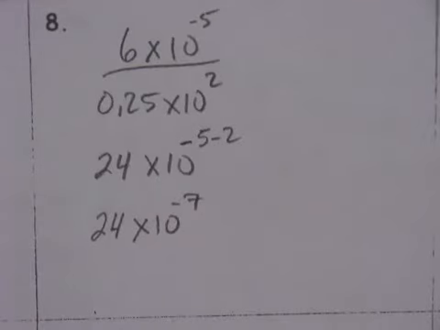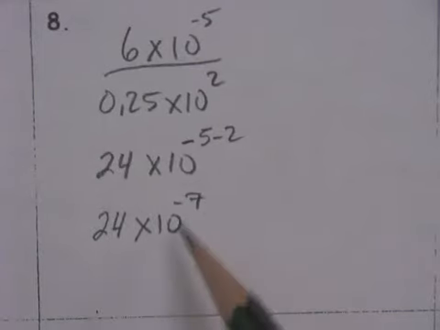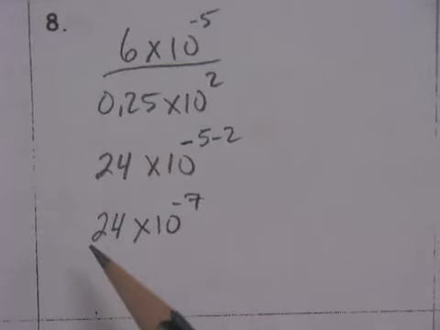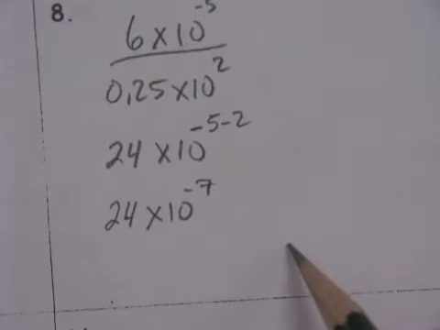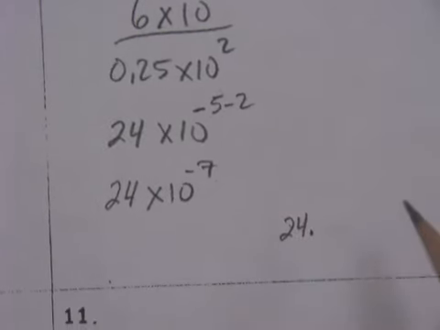Now, the directions on this one are a little bit different. They don't want you to leave your answer in scientific notation. They want you to put it in decimal form. Well, that means that when this is negative up here, I need to move my decimal to the left 7 places. So I'm going to start over here. There's my 24. Here's my decimal.